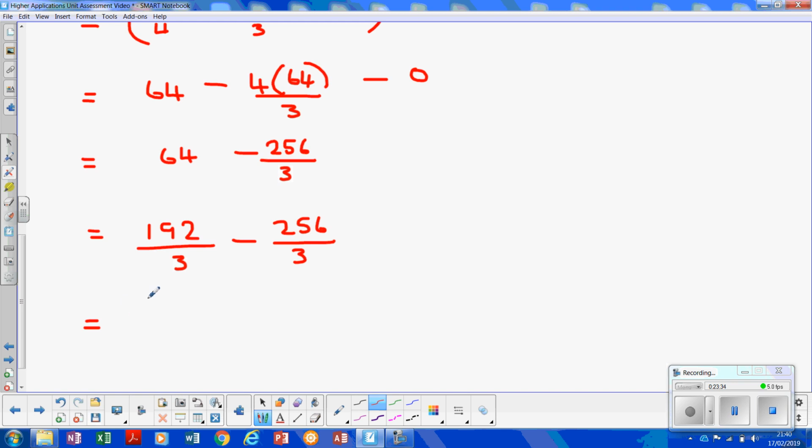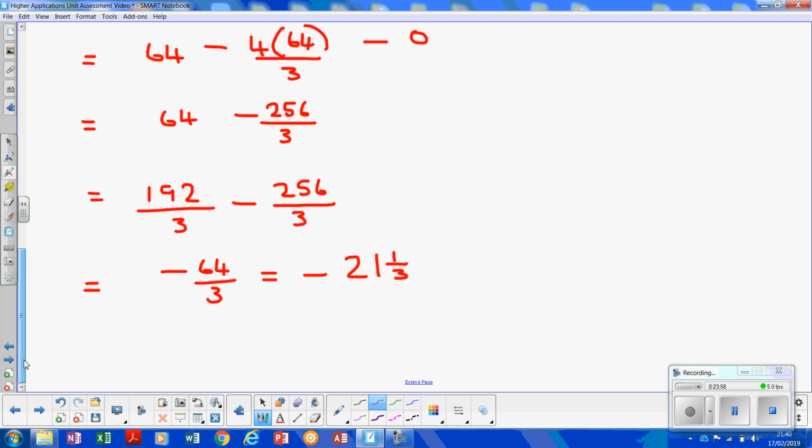Right, so 192 take away 256. That works out to be minus 64 over 3, which is equal to minus 3 into 6 goes twice, 3 into 4 goes once, and there's 1 left over, so it's minus 21 1/3. Now we were asked to calculate the shaded area, so we now write down shaded area, drop the negative sign, so shaded area is equal to 21 1/3 square units.